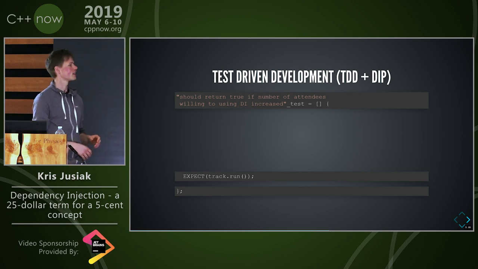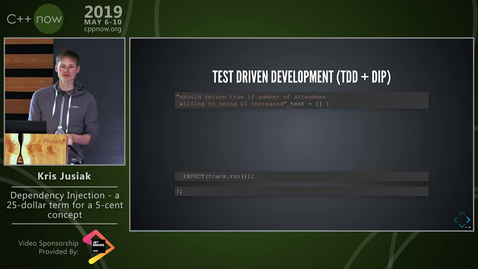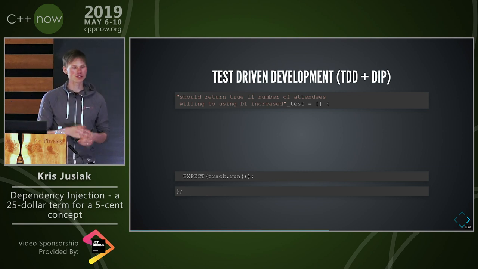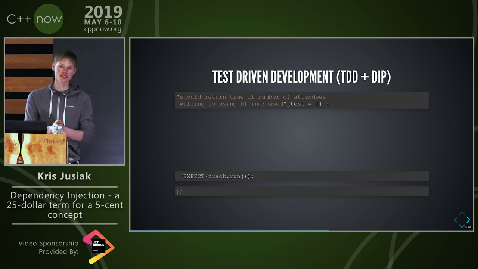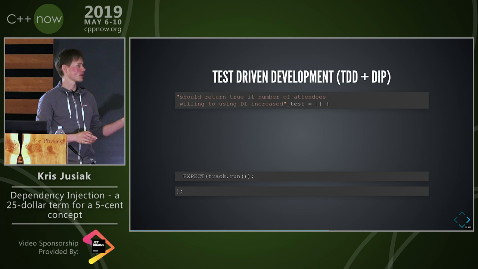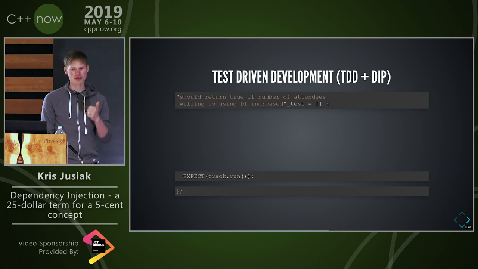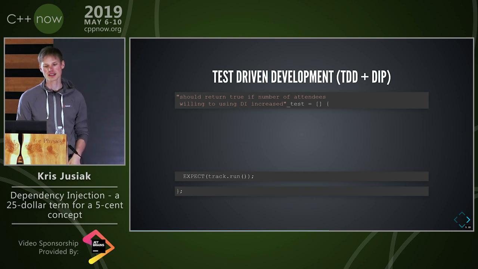So I want the track run, which returns true. It should return true if the number of attendees who are willing to use DI increases. So I want to expect that. I don't want to focus on how to do it. That's the first thought in mind when I follow TDD.